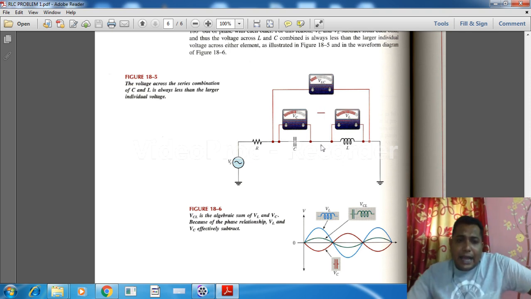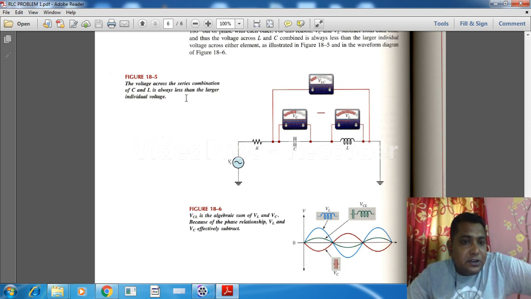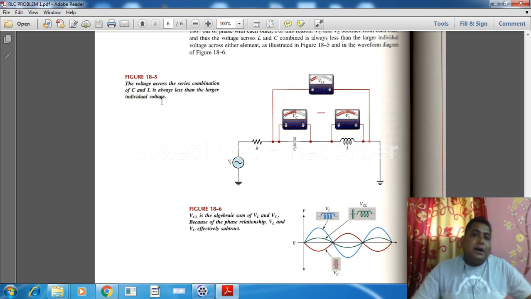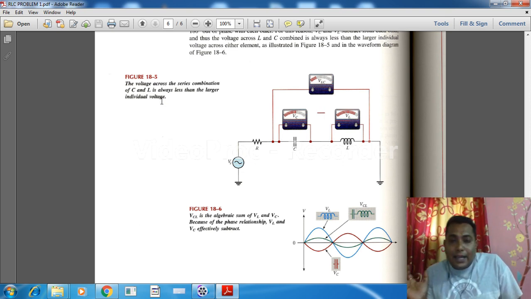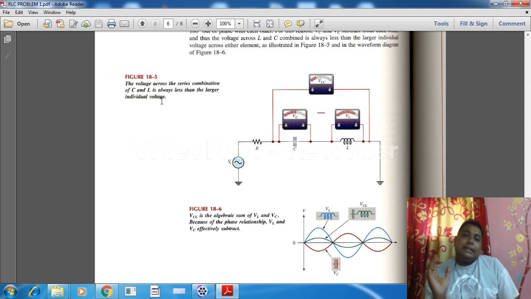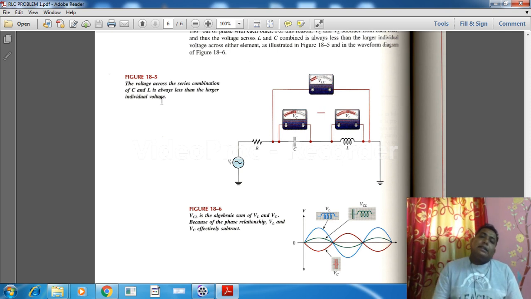Yes, see the diagram 18.185. The voltage across the series combination of RLC is always less than the larger individual one. We have already discussed that thing. Here it is pictorially shown for your better understanding. See, there are 3 voltmeters. One voltmeter is connected across the capacitor, one across the inductor, and one across the LC combination.